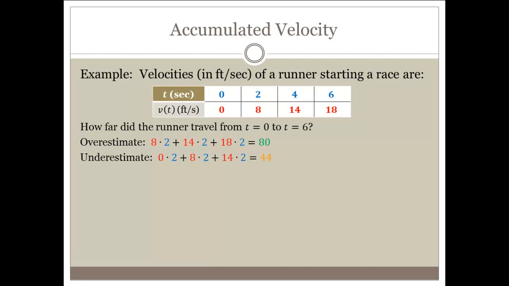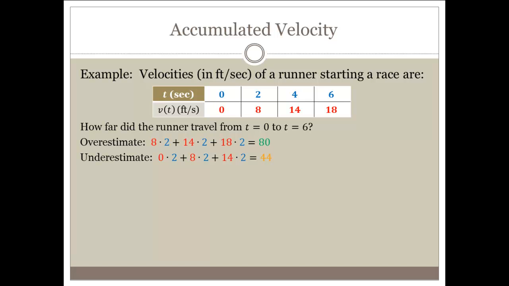At t equals 0, they were traveling at 0 feet per second. At t equals 2, they were traveling at 8 feet per second. After 4 seconds, they were traveling at 14 feet per second. And after 6 seconds, they were traveling at 18 feet per second. And we wanted to estimate how far the runner traveled from t equals 0 to t equals 6. That is, how far they traveled in the first 6 seconds.